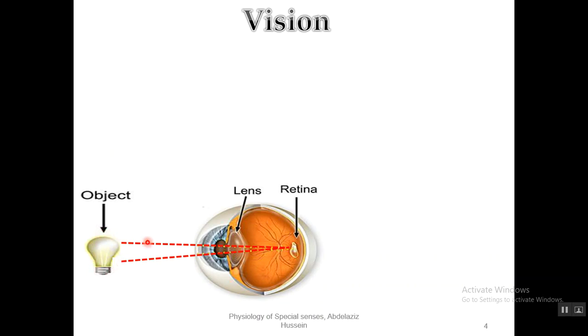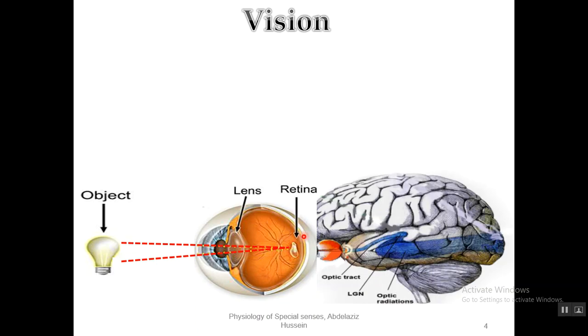From this object, rays of light will pass through a specific transparent media inside the eyeball to form an image of the object on the retina. And this image is transmitted from the retina to the cerebral cortex to be interpreted in the cortex.